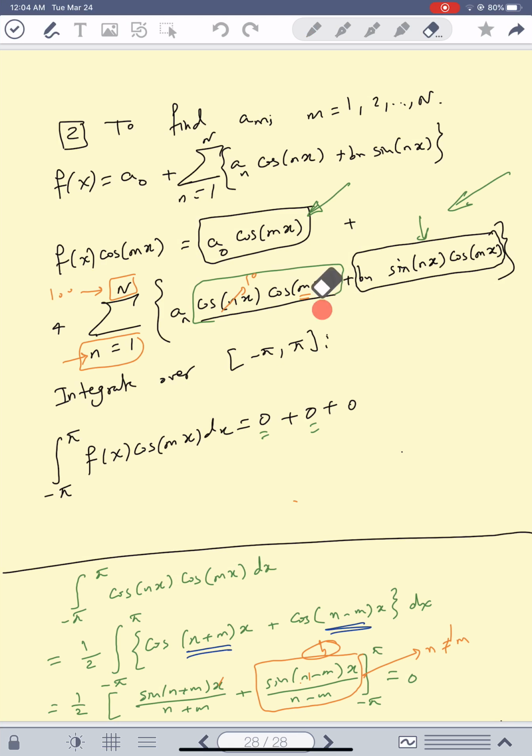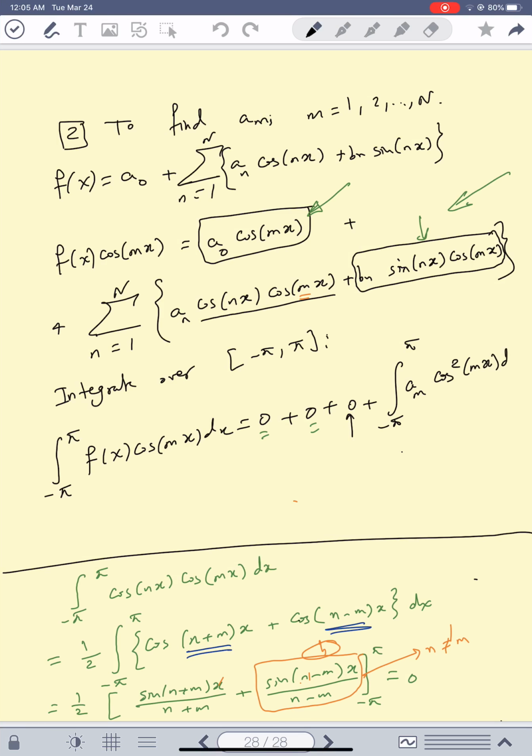Okay, so here, this 0 counts for all the cosines except for the case when n is equal to m. So what happens when n is equal to m? When n is equal to m, you will get the integral from minus pi to pi, because n is equal to m, of am cosine square mx dx. Do you agree? So this quantity here, we get it exactly when n is equal to m.